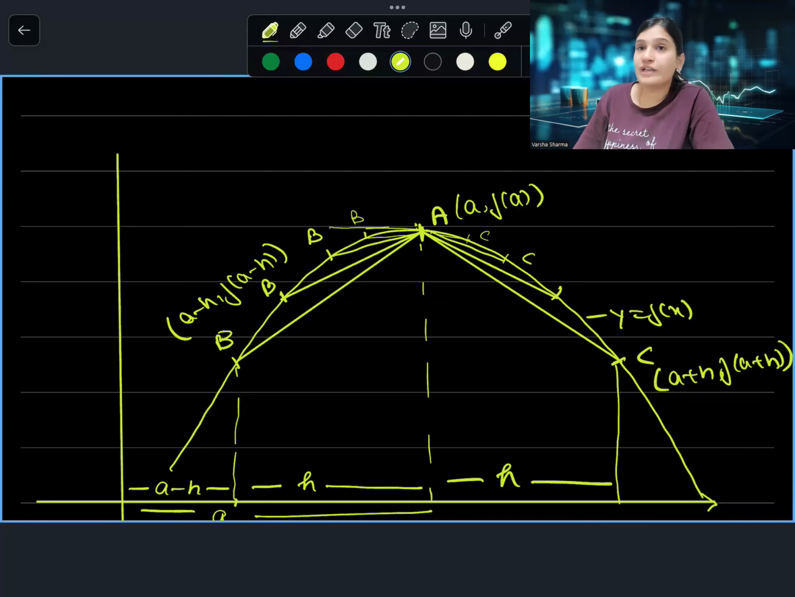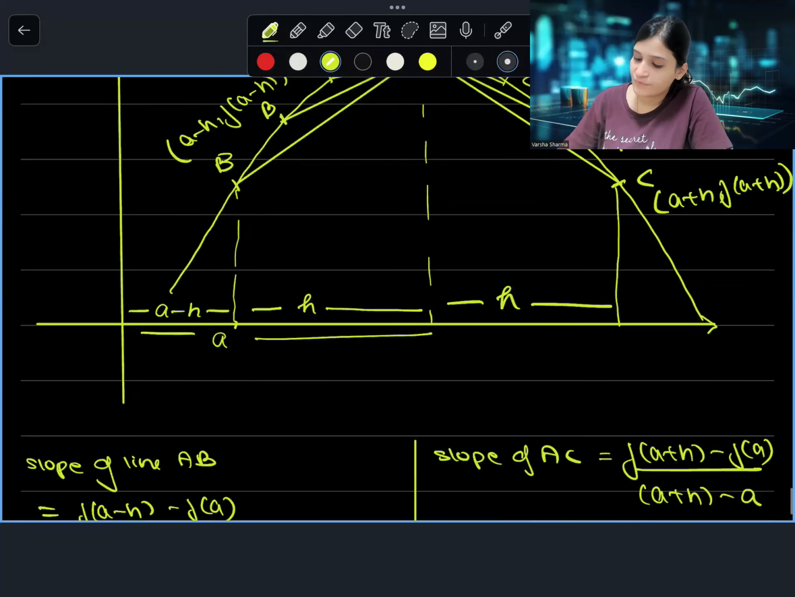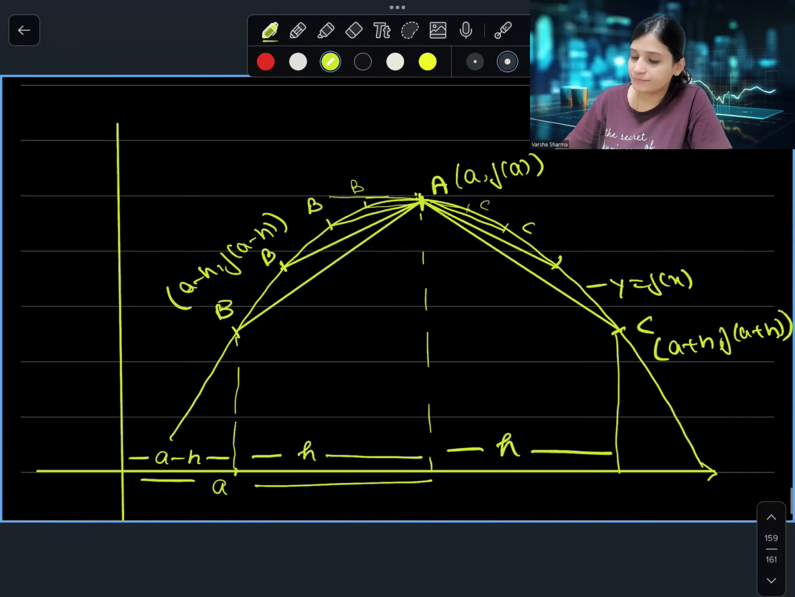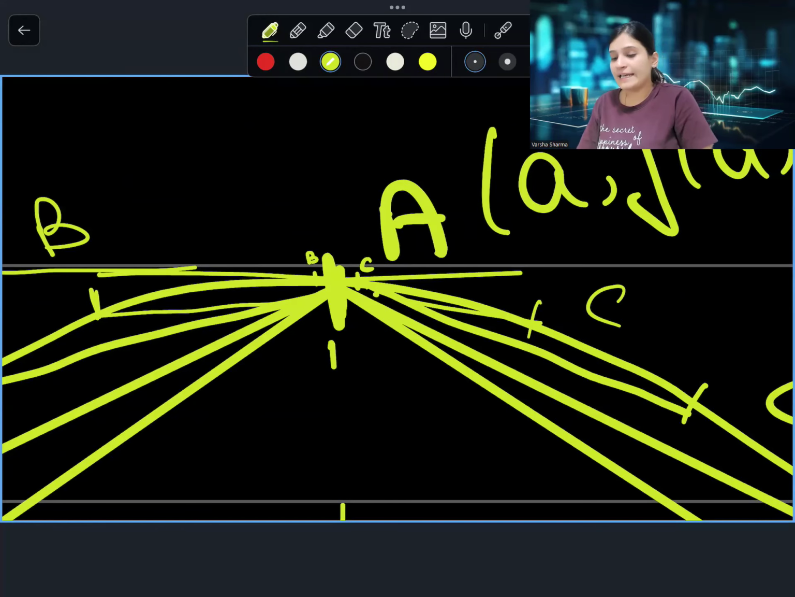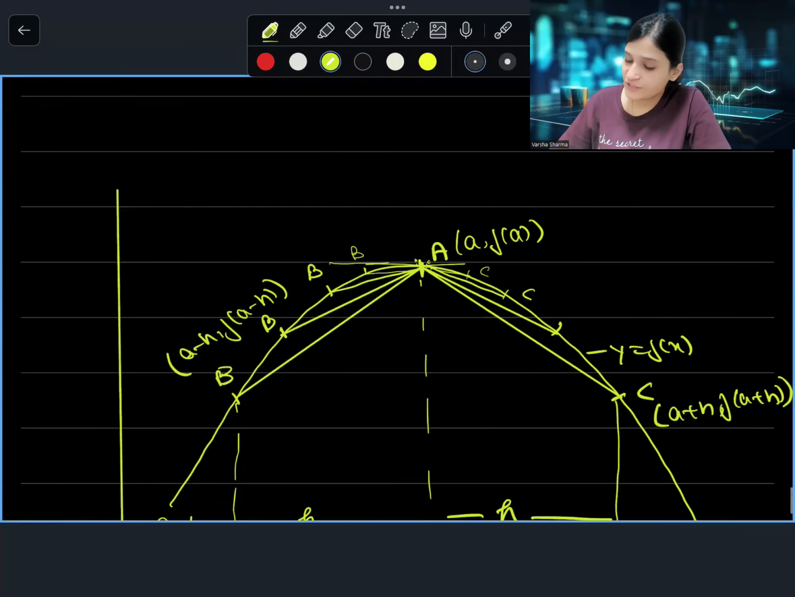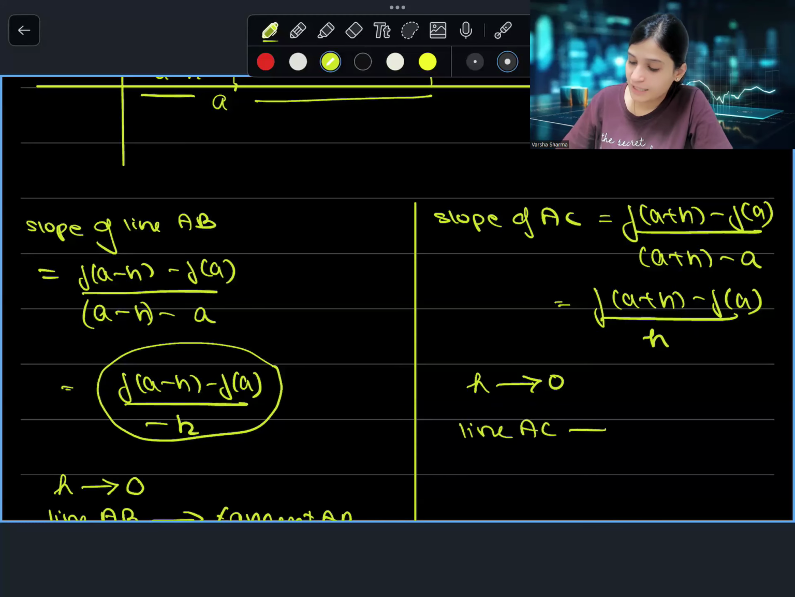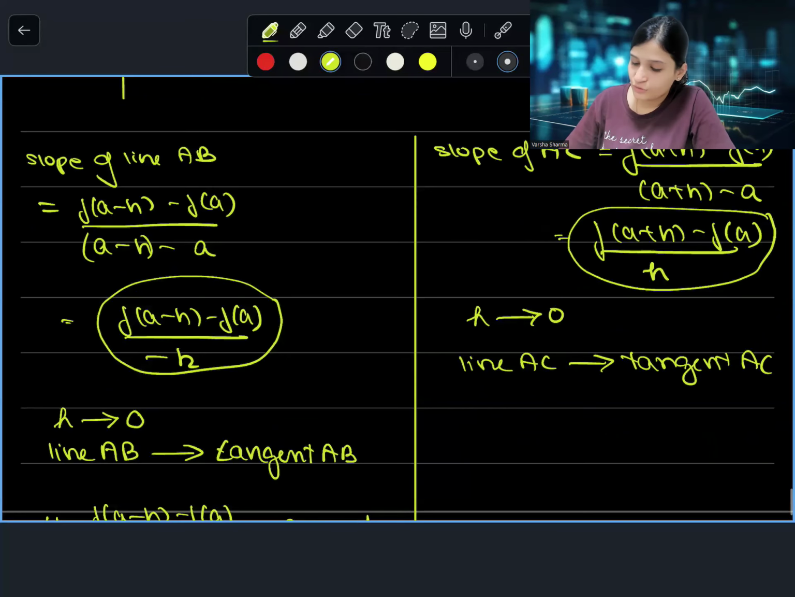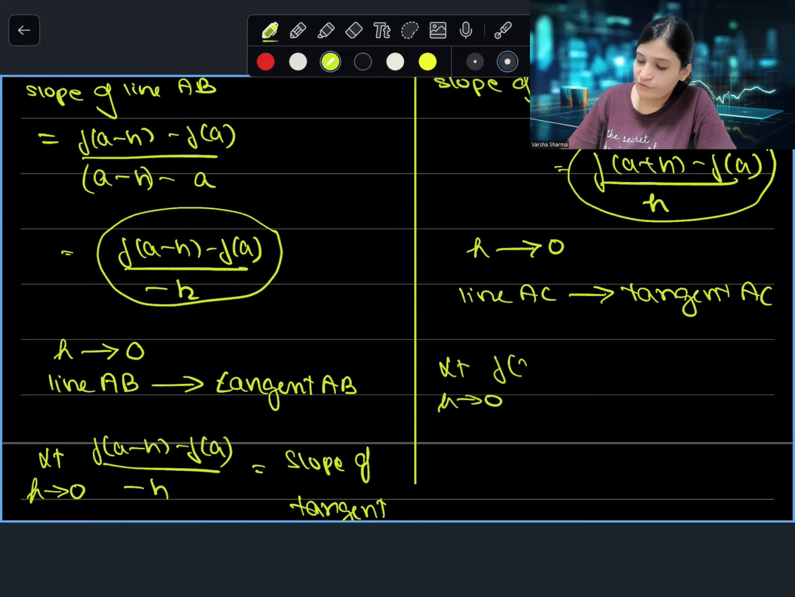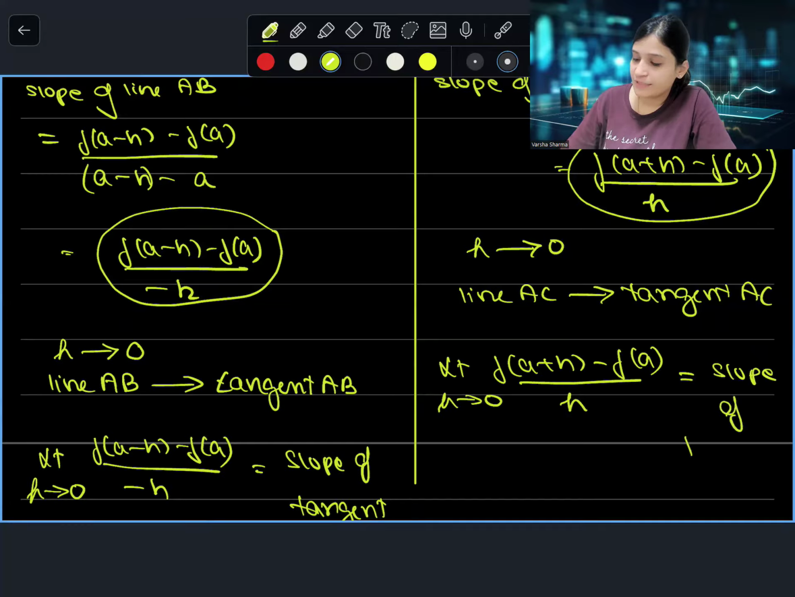Yes or no? So if I make the value of h almost 0, in that case C will be somewhere here, and I draw this. So again, the line AC will become a tangent. If h tends to 0, then line AC becomes tangent AC. And this will be the slope of tangent AC under the condition h is almost 0. So limit h tends to 0, f of A plus h minus f of A by h is the slope of the tangent. Yes or no? Clear?